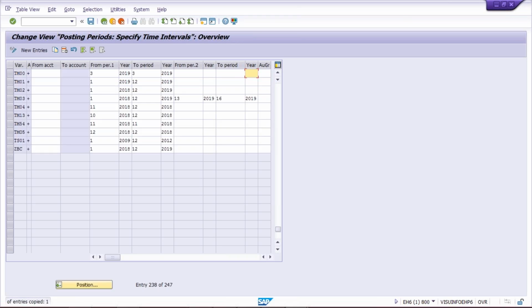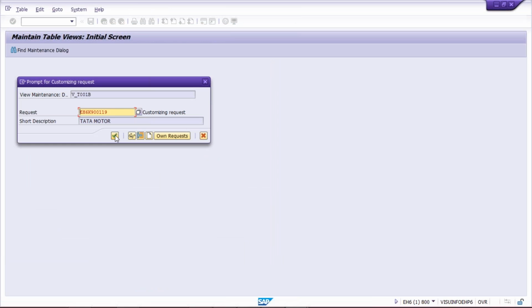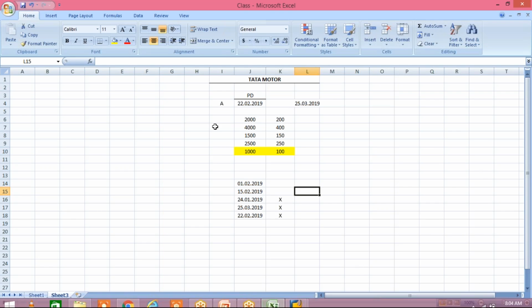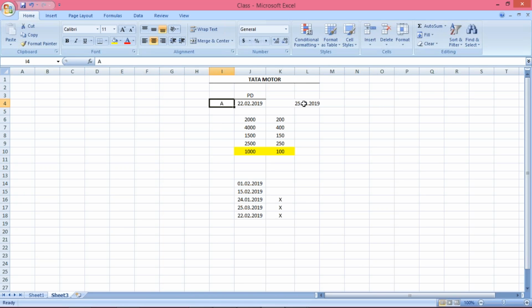So now what is happening here? This is our variant TM00. In that we have opened period number 3 to period 3, 2019. As I said, A has made a mistake, and we are in the third period, in the sense we are in the March month, and that person is trying to post transactions of February month, and is unable to post this transaction.